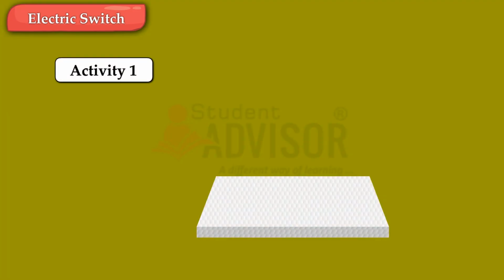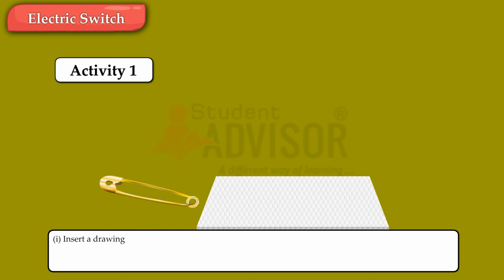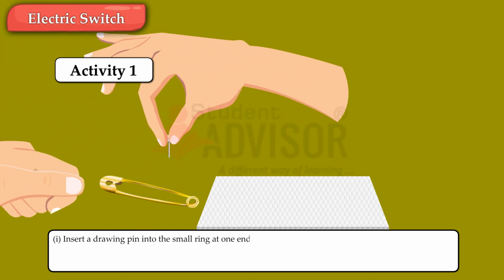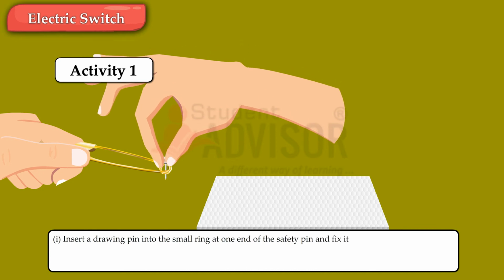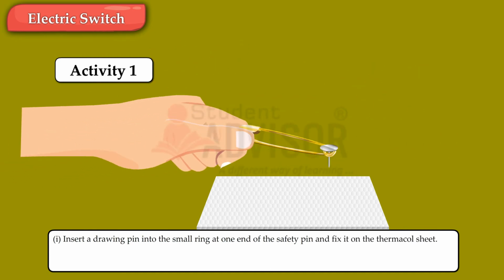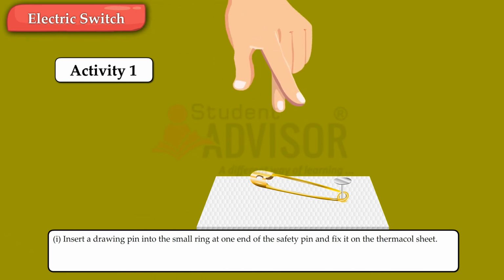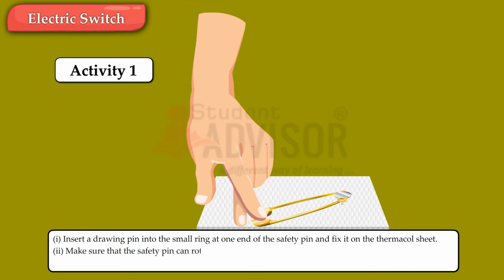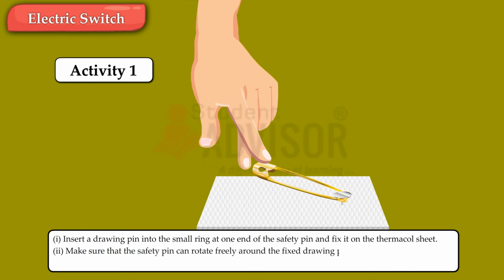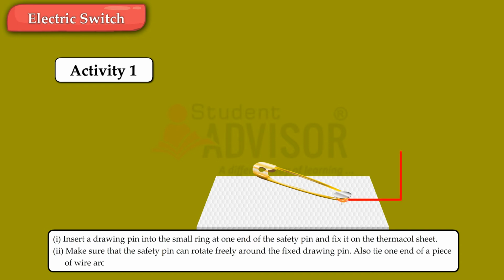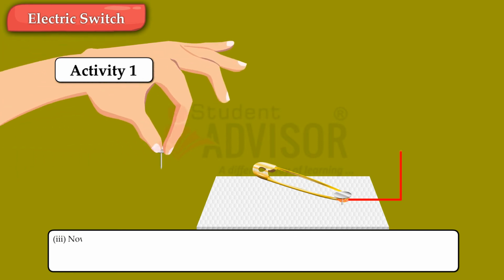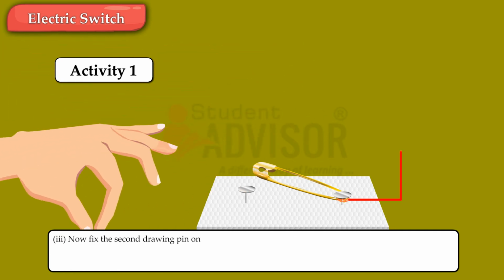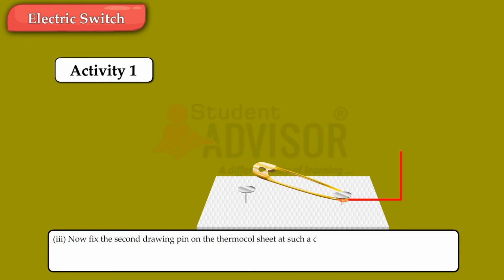Activity 1. Insert a drawing pin into the small ring at one end of the safety pin and fix it on the thermocol sheet. Make sure that the safety pin can rotate freely around the fixed drawing pin. Also tie one end of a piece of wire around the drawing pin. Now fix the second drawing pin on the thermocol sheet at such a distance from the first drawing pin that the free end of the safety pin can touch it.